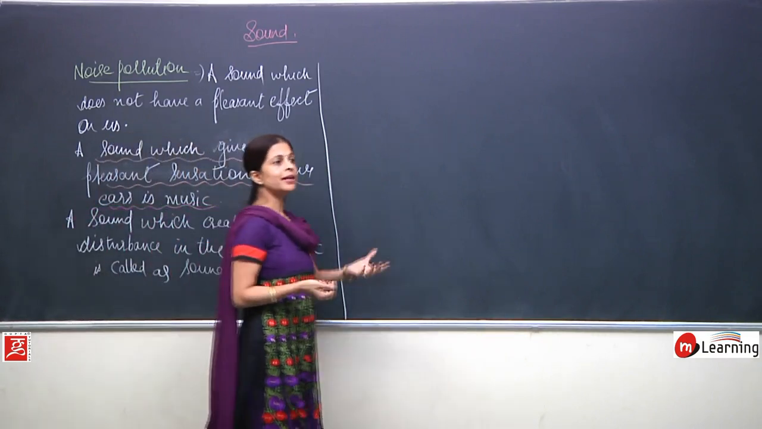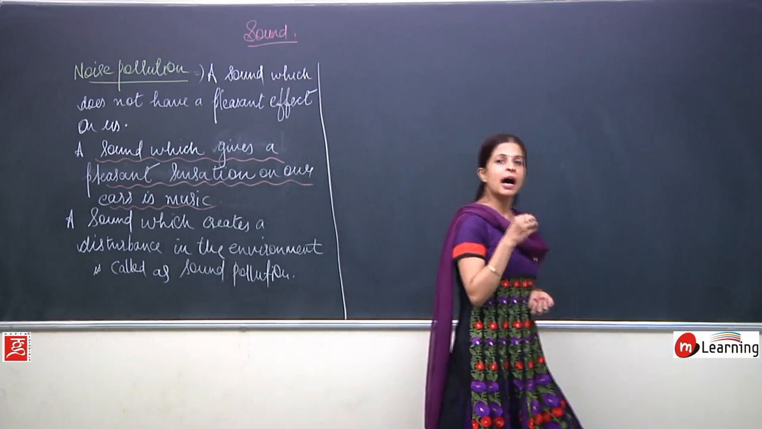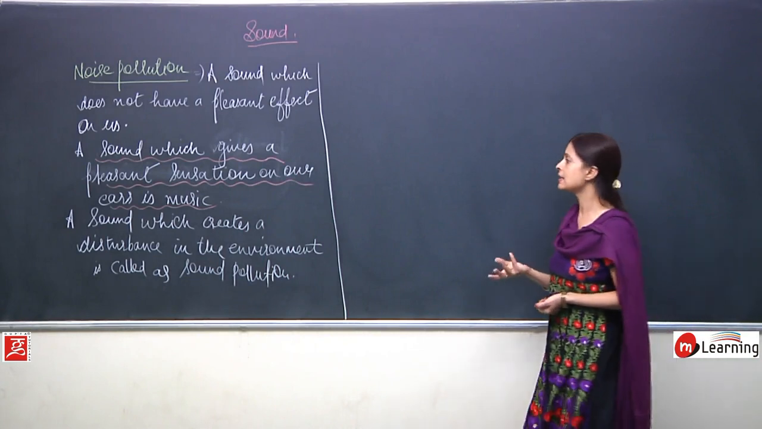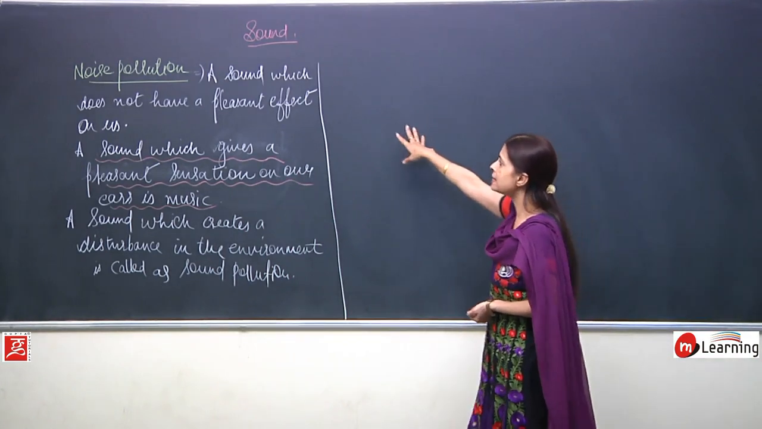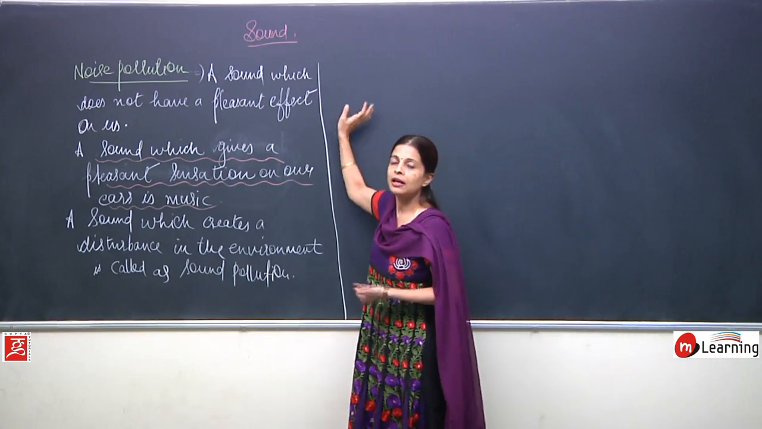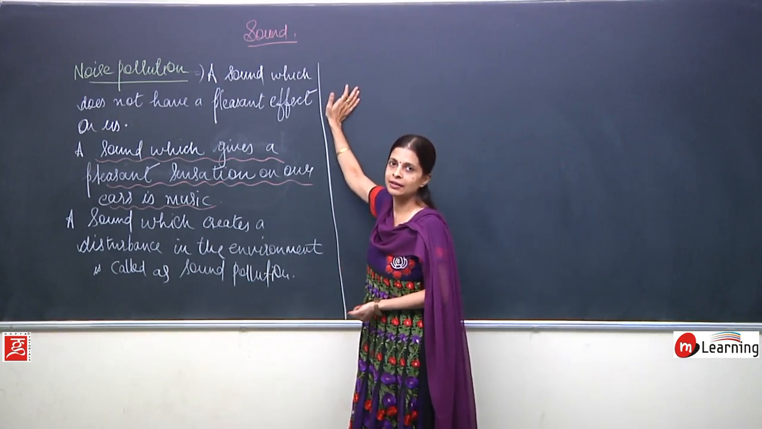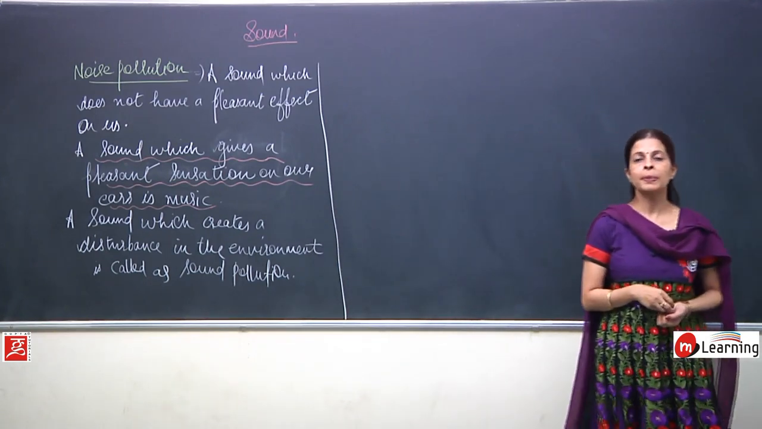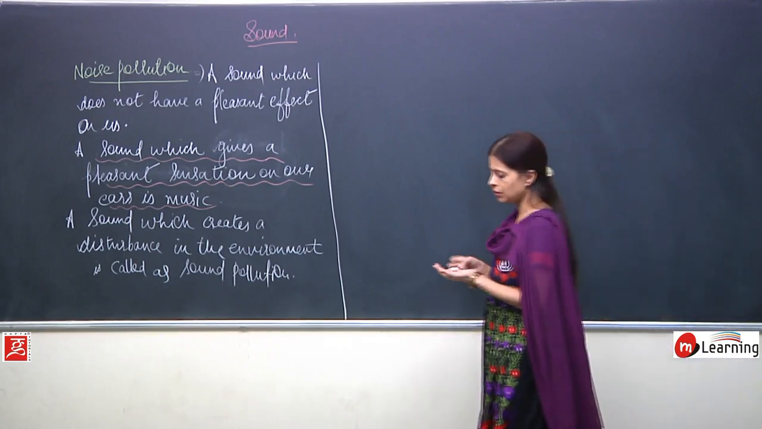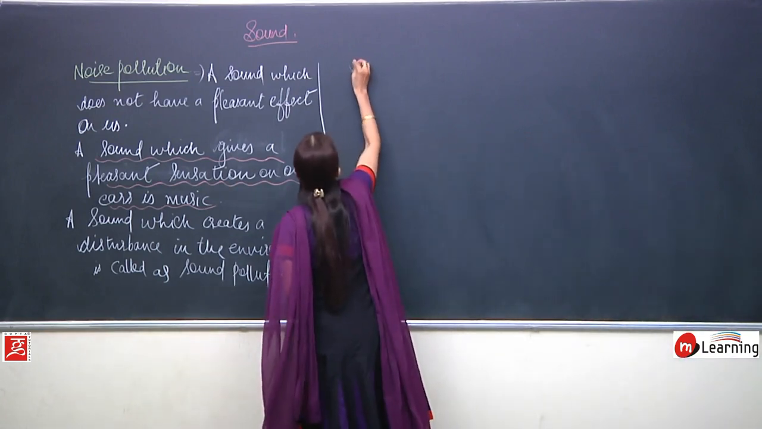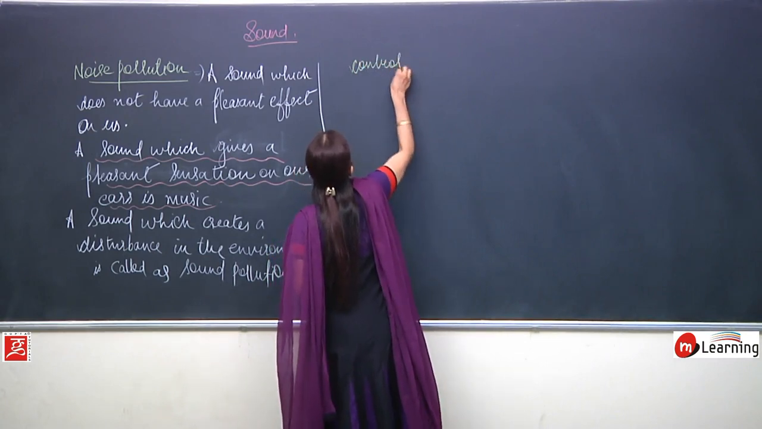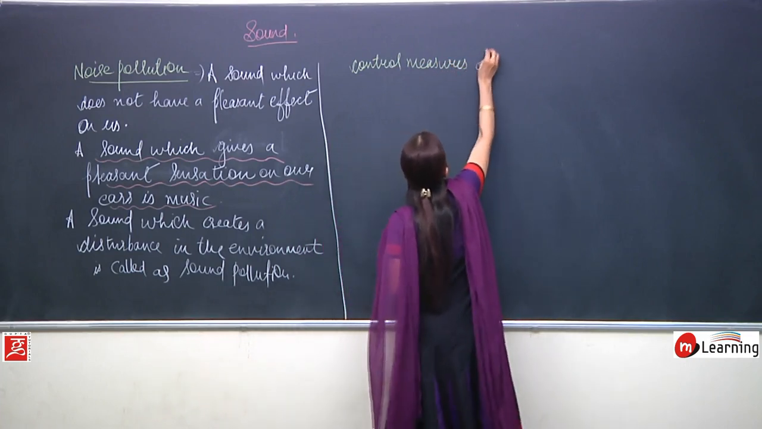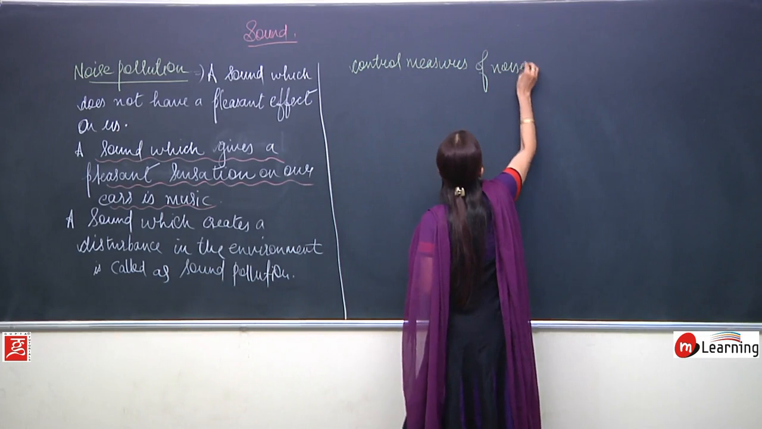Okay, and why has it come into existence, children? Because our dependency, the human beings' dependency on machines, has increased. That is the reason we can see noise pollution, and it has spread like anything. Now the time has come when there is a need to control this noise pollution. So what can be the control measures of noise pollution?